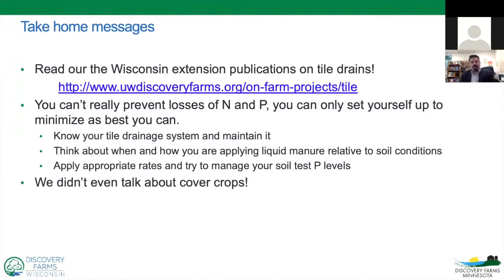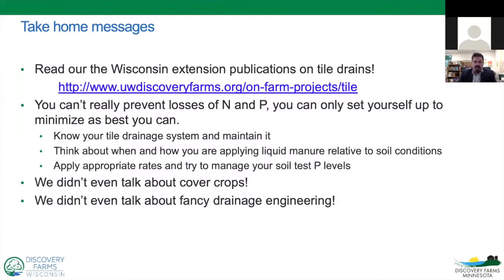Cover crops are hugely beneficial to reducing nitrate losses in tile drains. We have a lot of corn silage in Wisconsin. The cover crops work wonderful following corn silage, and they take up a lot of nitrogen, especially when manure is applied in the fall as well. You have to ask me back another time to go into all detail on that, but I highly recommend the use of cover crops for various reasons after corn silage. It's often a win-win. And then we didn't even talk about fancy drainage engineering.